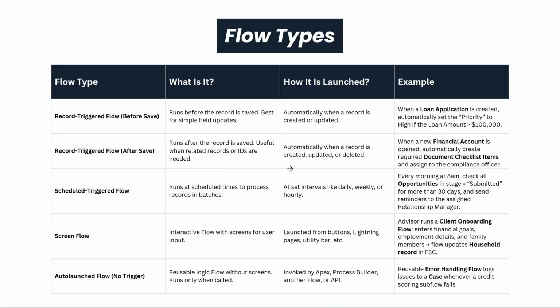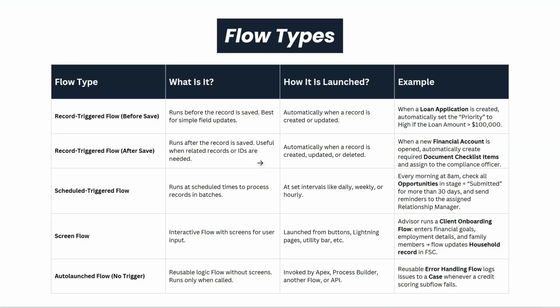criteria you set. A good example of a record-triggered after save flow is when a new financial account is opened and you want to automatically create the required document checklist items and assign it to the compliance officer. In this example, the triggering record, which is the financial account, is updating a related record, which is the document checklist item record. I plan on creating a video in the future that explains the before and after save in a little bit more detail.